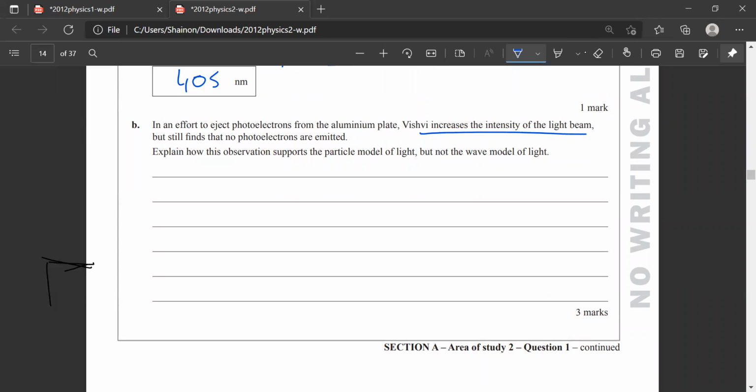Increases the intensity. Oh, this would support the. Yep. So I just talked about, I linked the question first with the observations predicted.